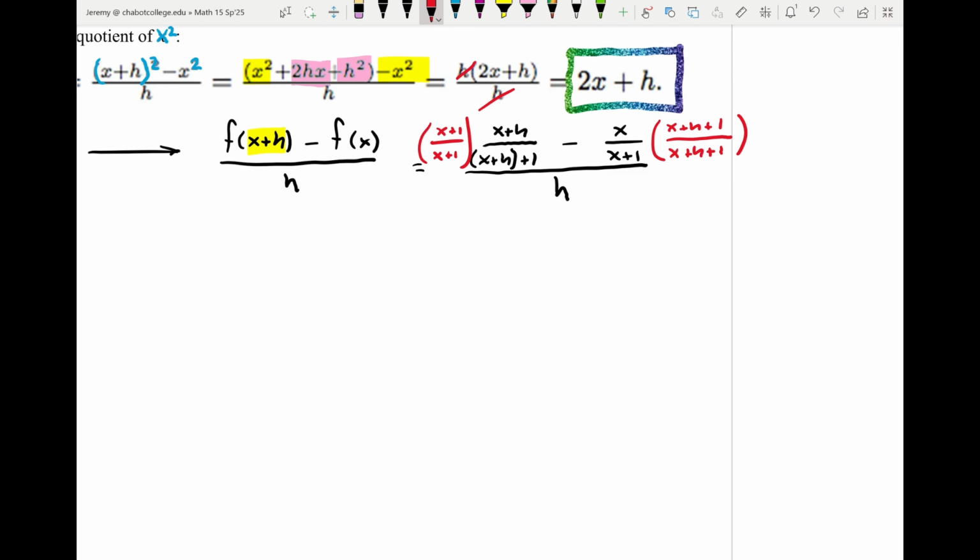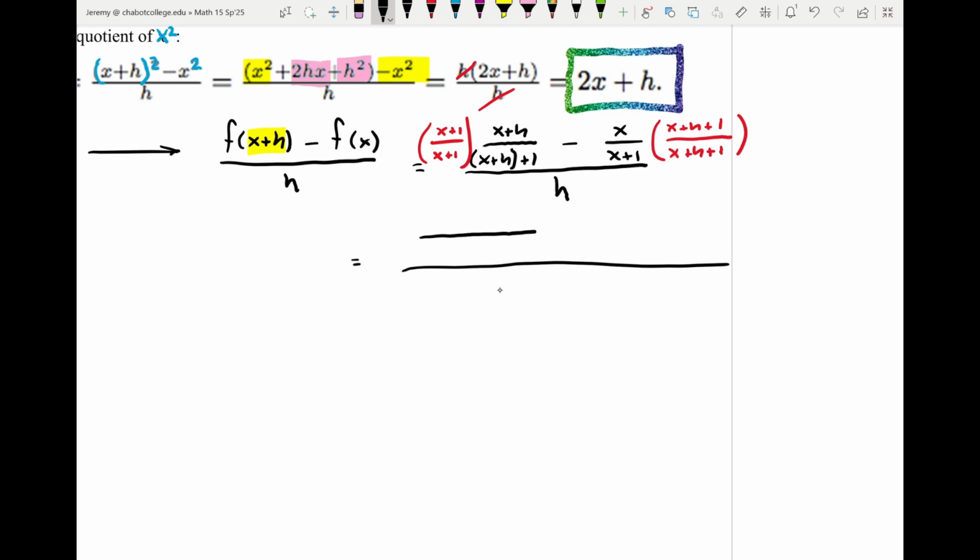Taking this route because there are no common factors between these two denominators here, so we kind of have to go this route. All right, let's see what happens. The first fraction, multiplying the numerators together and the denominators together.